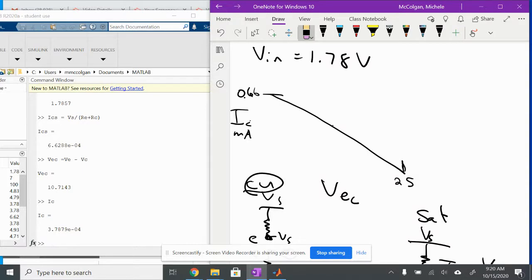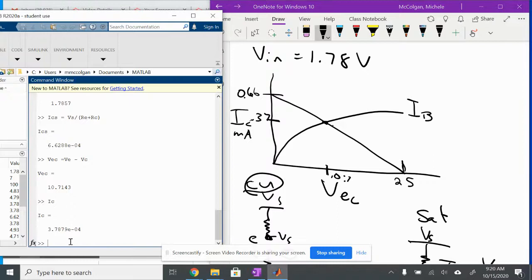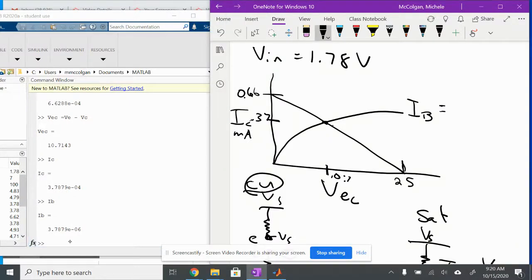So, oops, if I can draw that back in, something like that. And maybe I'm like here, so that looks like about 10.7, and that looks about 0.37. And then this would be my IB curve, and my IB, I can type that out to double check. It is 3.7, so make it 4 e to the negative 6 amps. All right, and that's it.